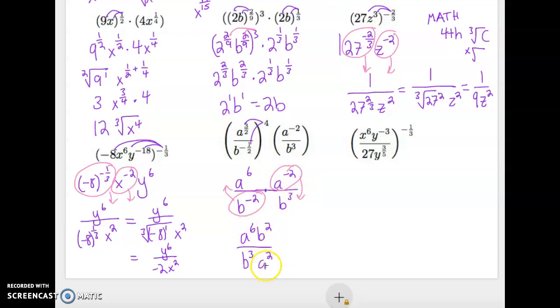So then where do I have more a's, top or bottom? I have more on top. How many more? 4 of them. So I have a to the 4th. And then where do I have more b's, top or bottom? On the bottom. How many more? 1. So you're just left with 1 b on the bottom.